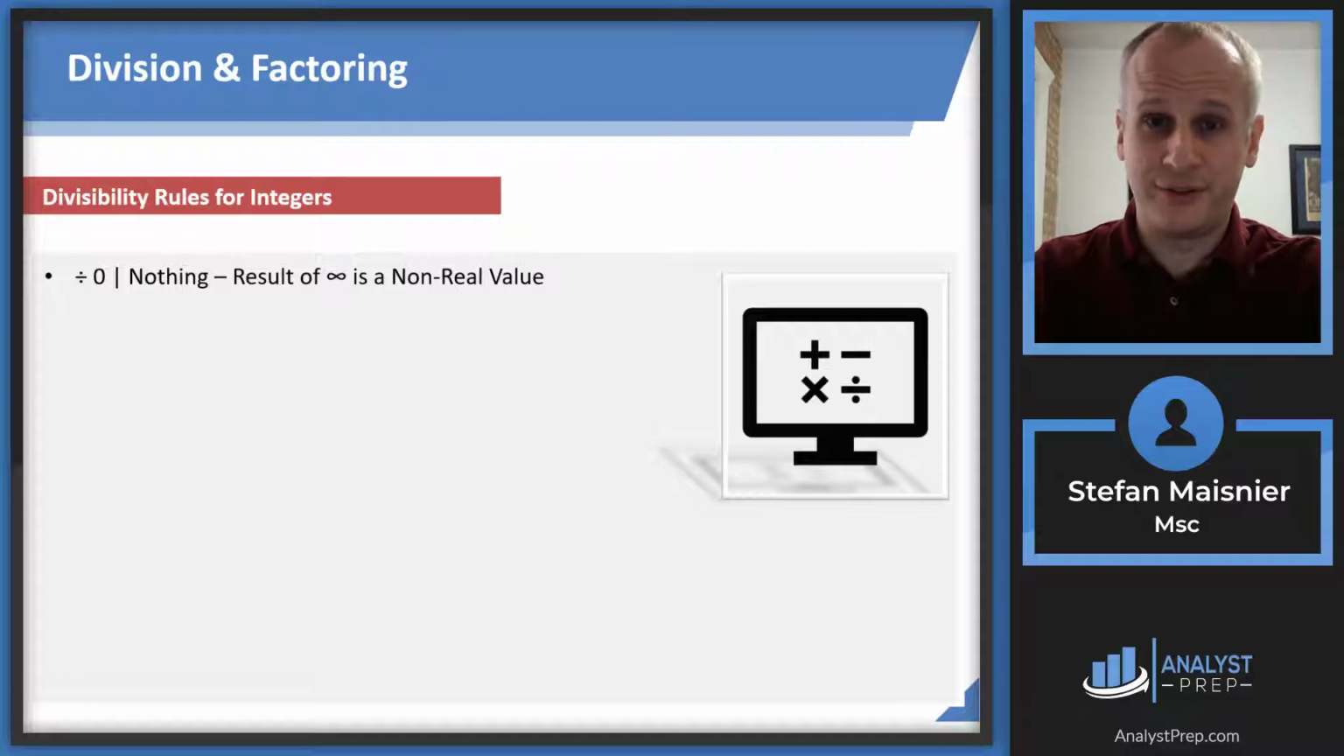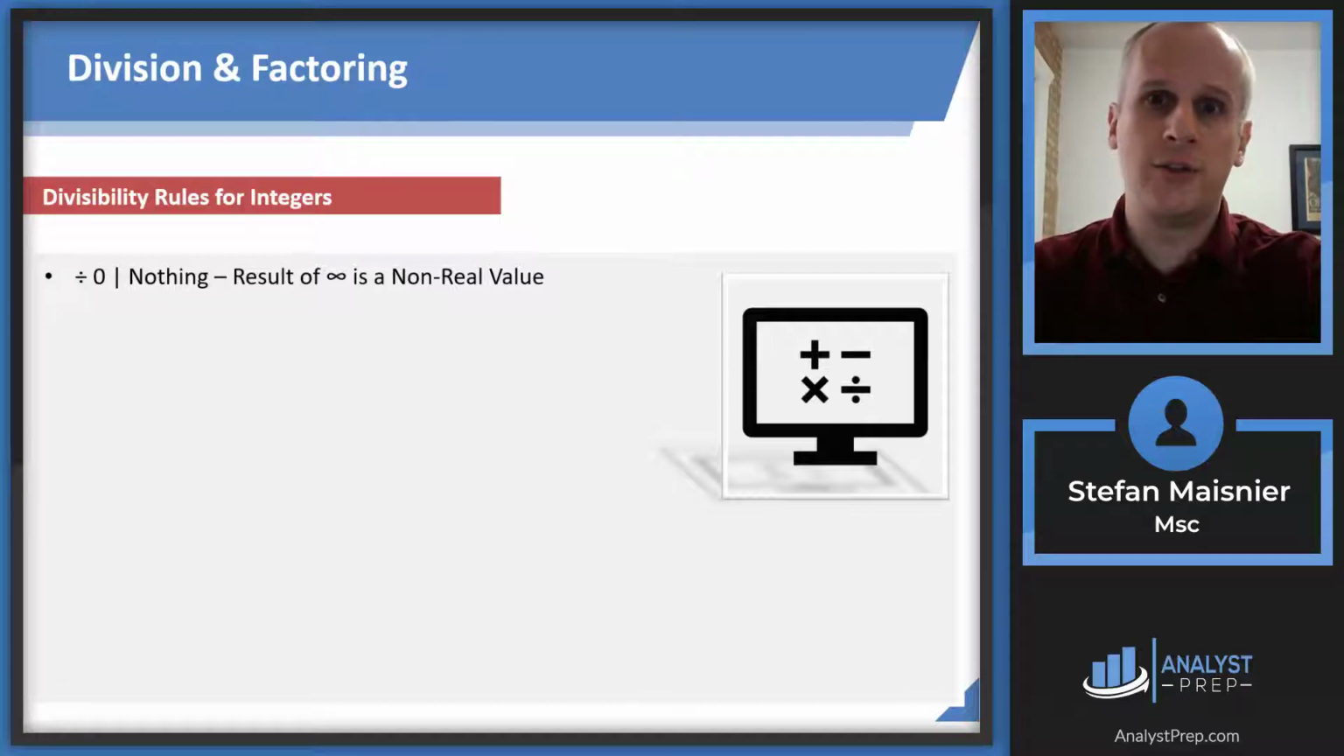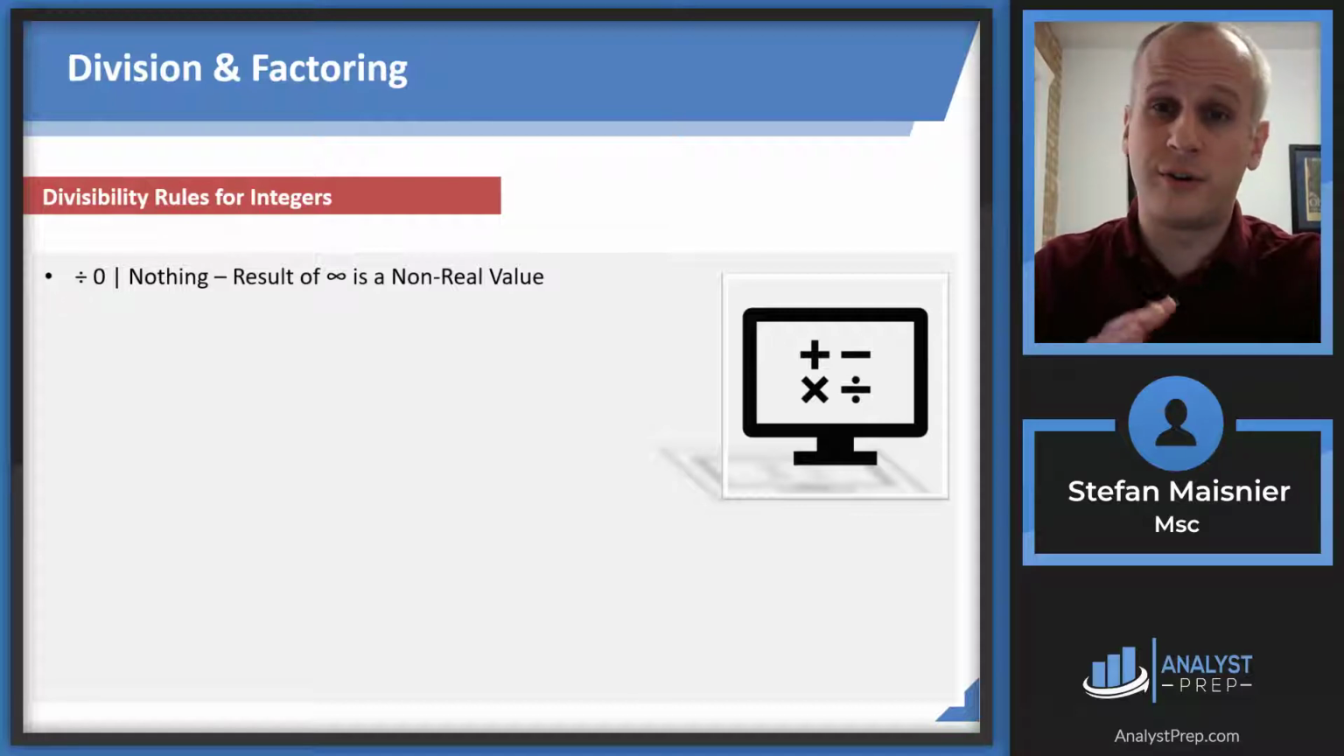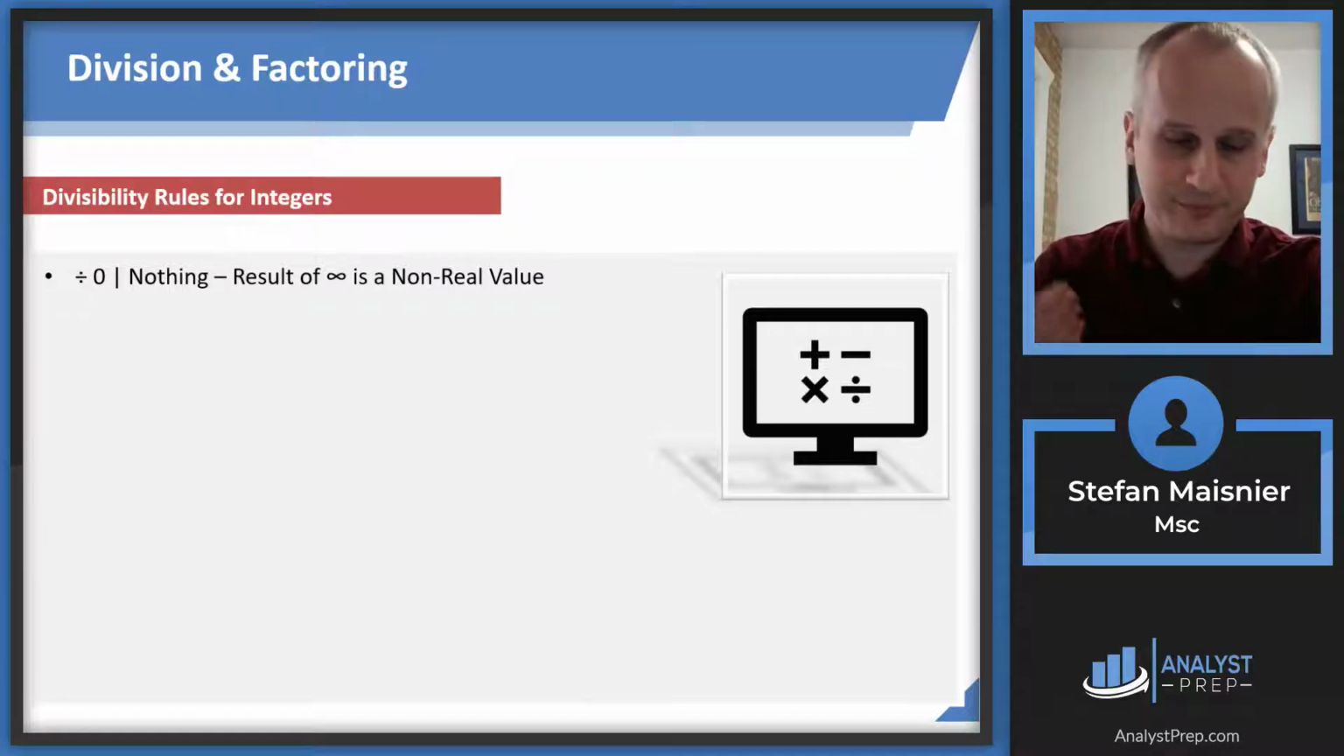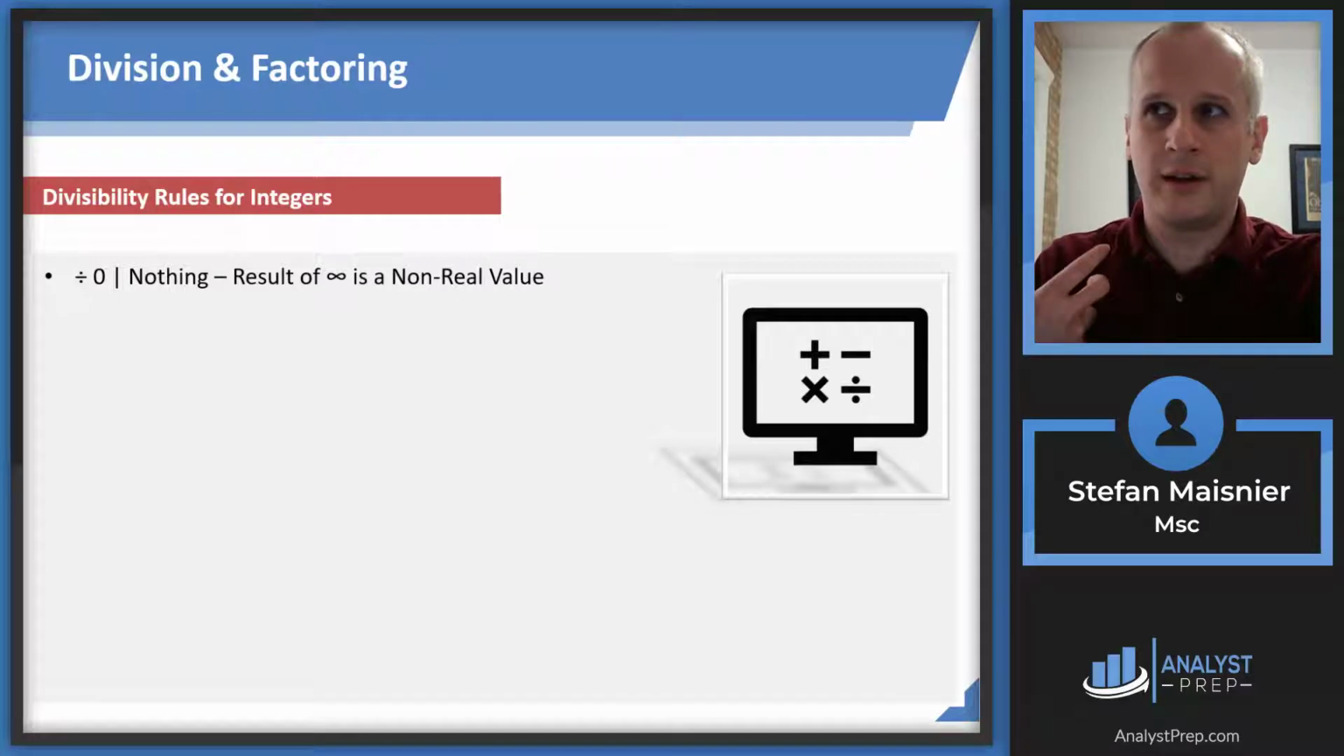So the result of dividing by 0 is infinity, which is a non-real number. And all arithmetic on the GMAT is assumed to be real. So therefore, you cannot divide by 0 when it comes to the GMAT. This concept will usually show itself on a data sufficiency, where if you divide by 0, you'll basically determine something is not sufficient.